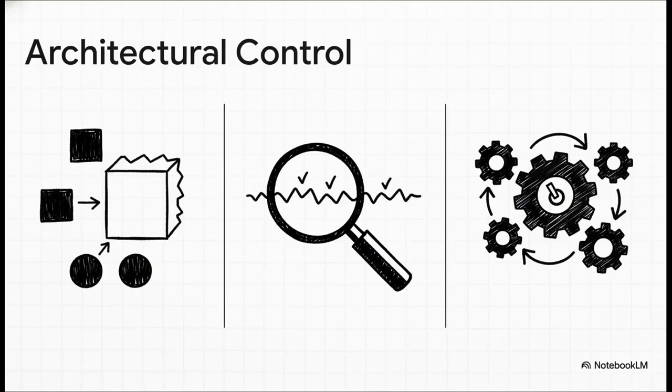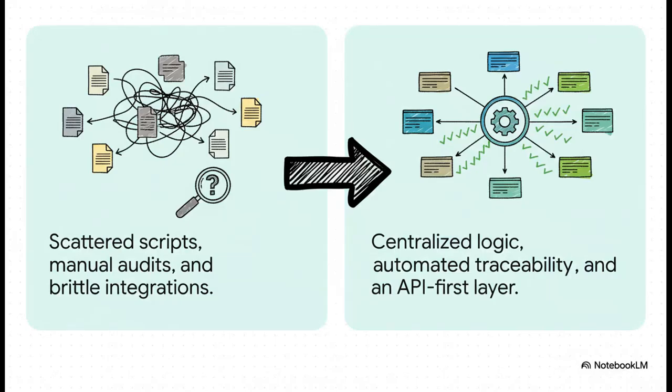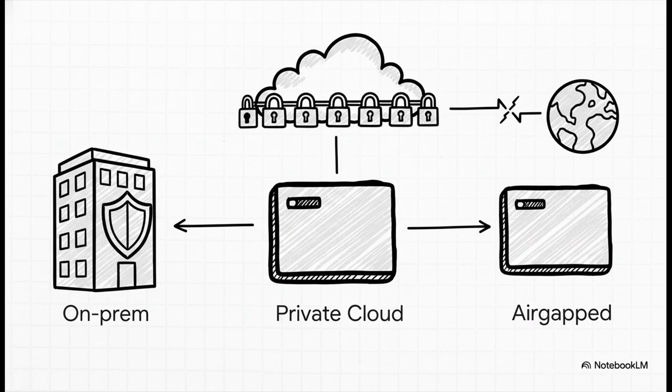This delivers true architectural control. You get determinism, complete explainability, and instant evolvability. So you're swapping scattered files and manual audits for centralized logic and automated traceability. Big difference. And of course, it's built for security.